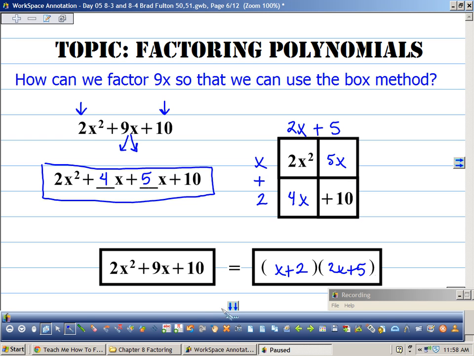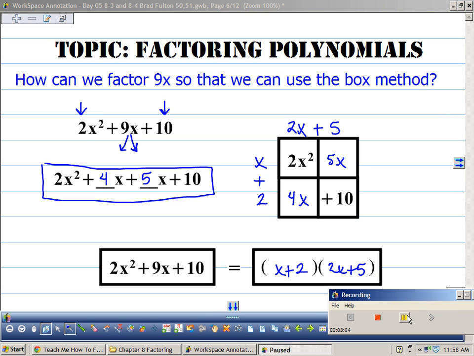Questions on that? Pretty straightforward. Right? You just have to think about it a little bit more. You can't just think about the constant anymore when you're trying to figure out how you're going to split up 9x. Now you have to think about this coefficient and this constant.